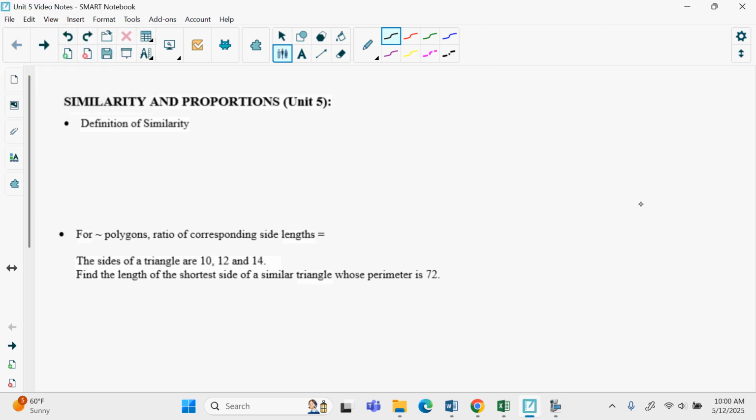All right, friends, so in this video, we're going to be talking about similarity, so similar figures, similar polygons, similar triangles, and then a little bit of proportions. So just to get us started, talking about what similarity means, what it means for two figures to be similar. Two figures are similar if two things happen. One is that all corresponding angles must be congruent, and the other is that all corresponding sides are proportional.